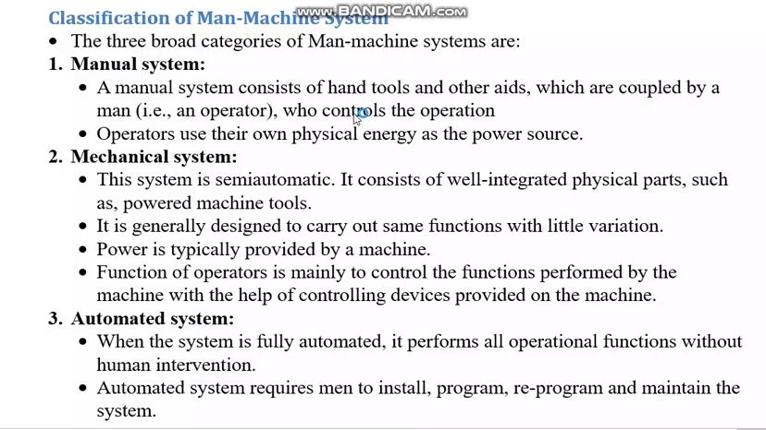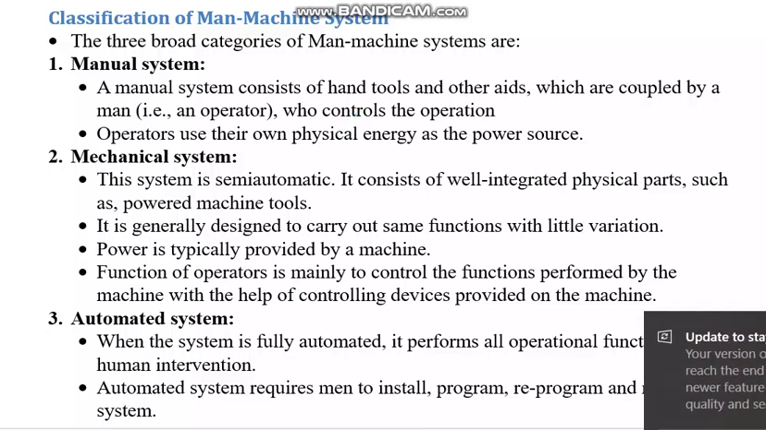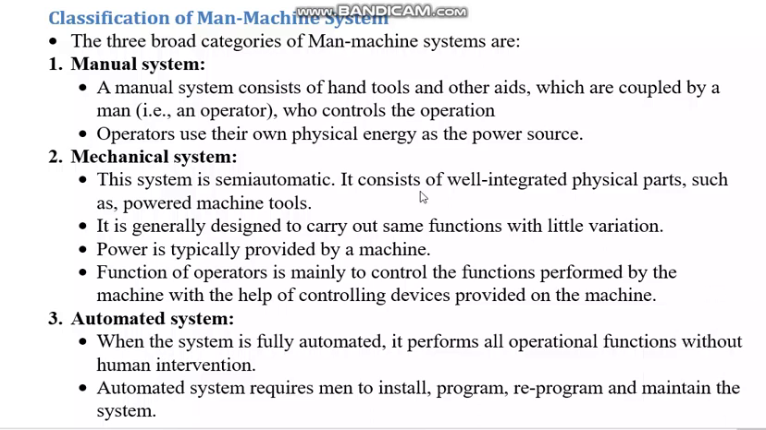Suppose there is a spade. You want to dig. Unless you take the spade and put your energy into digging the ground, nothing is going to happen. So the operators use their physical energy as the power source. This has no electric motors or IC engines or any external energy. Only the human being's physical energy is used for operating those things. Such a system is called a manual system.